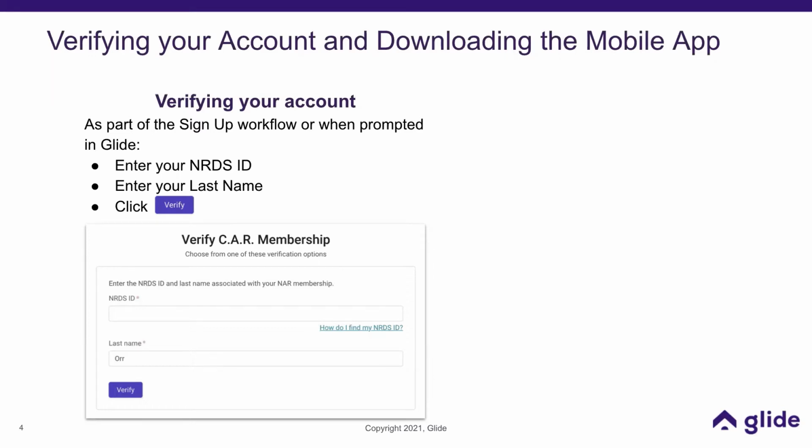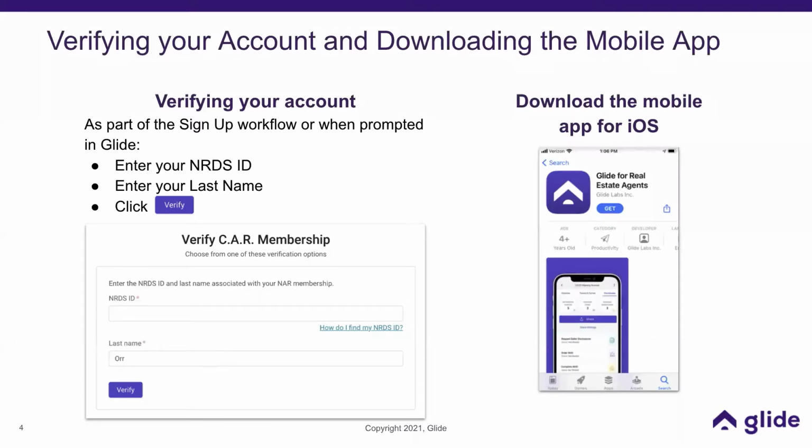library directly within Glide. We also recently launched our mobile application for iOS, and that can be found in the App Store by searching for Glide for Real Estate Agents. You're going to look for the Glide logo just to ensure that you're downloading the correct app. We will have an Android application coming out in the future.